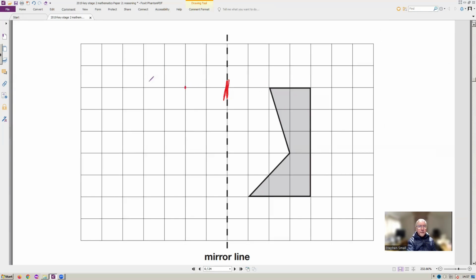This one's 4 away, so that one goes there. This one is 3 away, so it's 3 back here. This one is just 1 away, so it comes just there. This one is 4 away, so it comes here. And then we do our best to draw the shape.